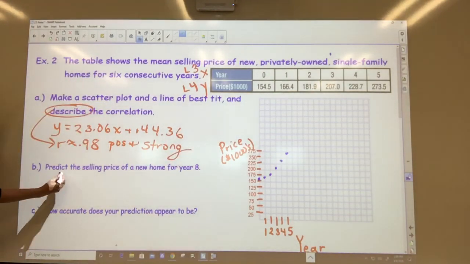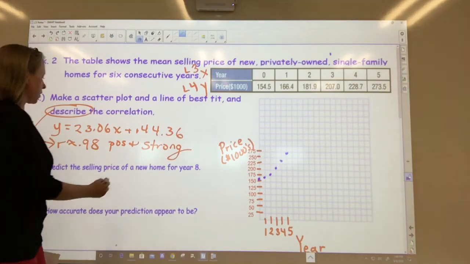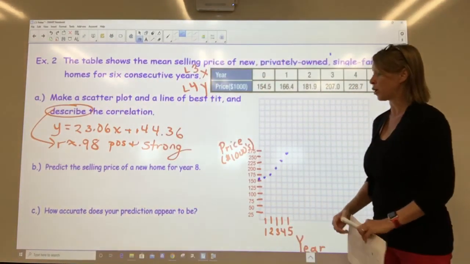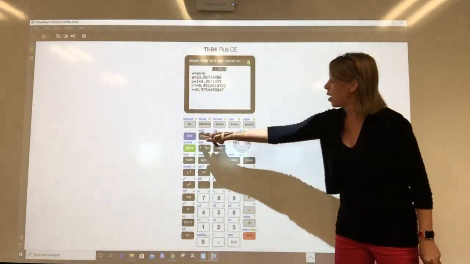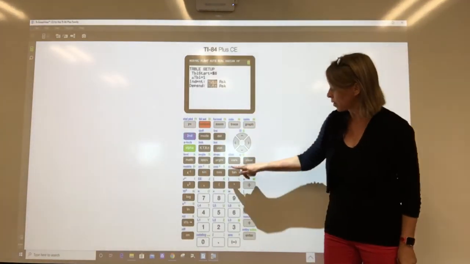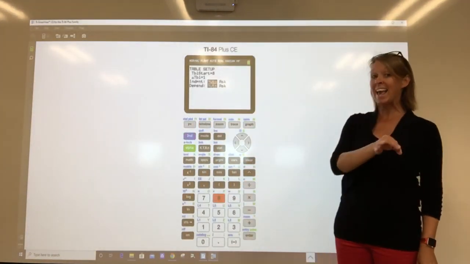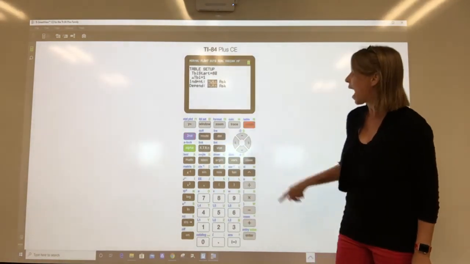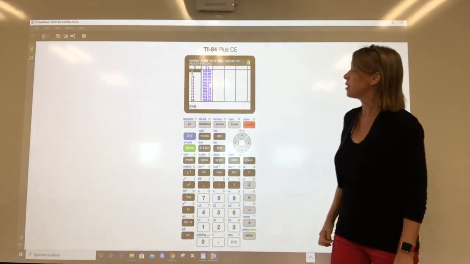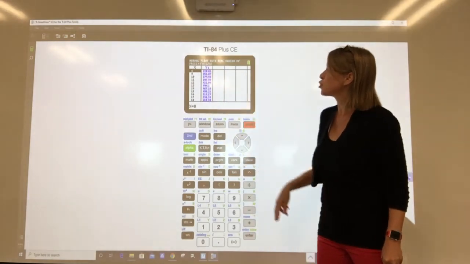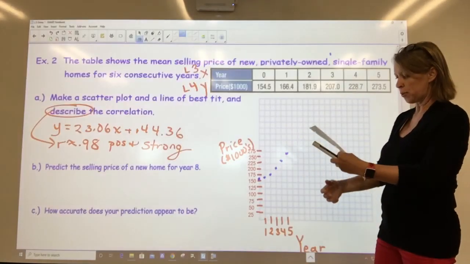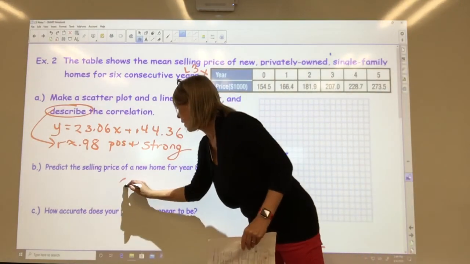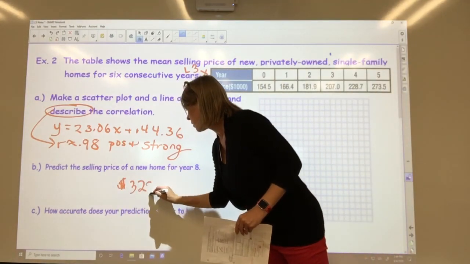Okay, let's do this prediction here. The prediction is what's the selling price for a new home at year 8. So on the calculator, I'm going to go into table setup. I'm going to start the table out at 8. Then I'm going to go into the actual table, and right across here, I see that it would roughly be $328,810. Okay, about $328,810.